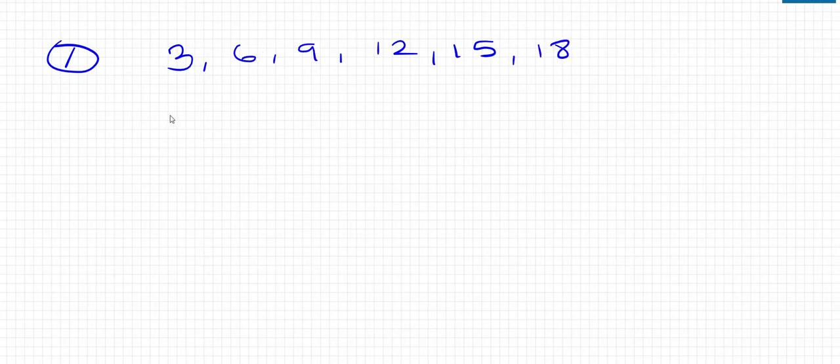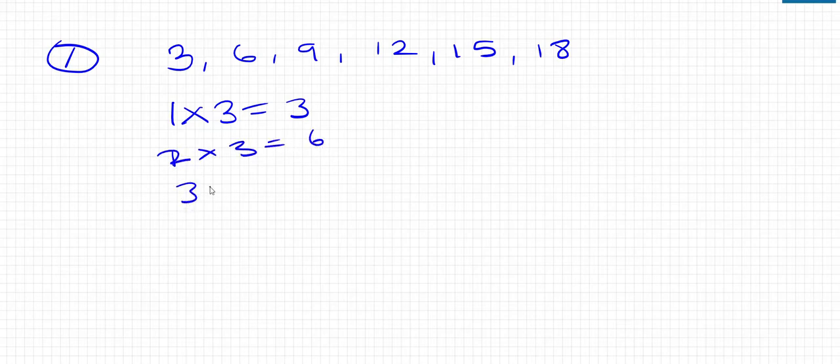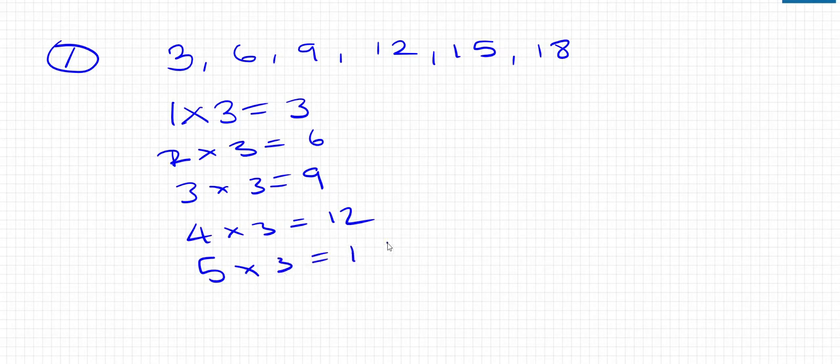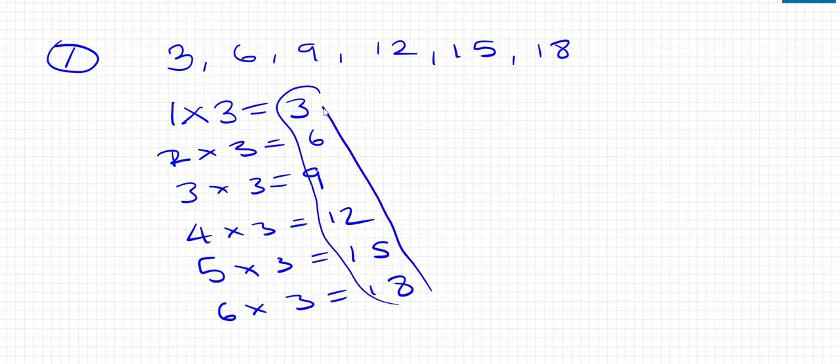The other way of doing it is, okay, 1 times 3 is 3. There's my first multiple. 2 times 3 is 6. 3 times 3 is 9. 4 times 3 is 12. 5 times 3 is 15. And 6 times 3 is 18. So my products are my multiples, just here. So the first 6 multiples of 3. 1, 2, 3, 4, 5, 6. So I multiplied them.